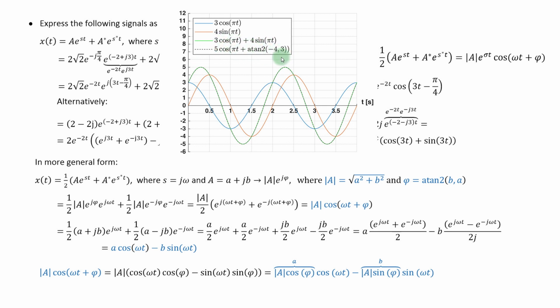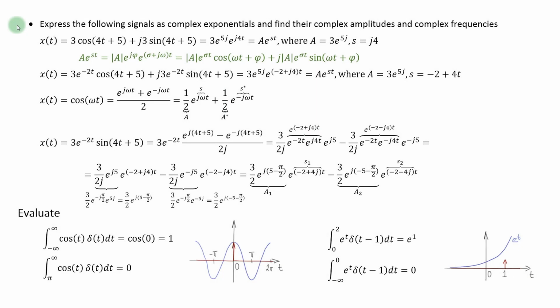The moral of the story here is that I can combine a cosine and a sine with some general amplitudes, and that will give me a general cosine with some general amplitude and some general phase. Or vice versa, I can write some general cosine with some amplitude and some phase as a sum of a cosine and a sine with properly chosen amplitudes.